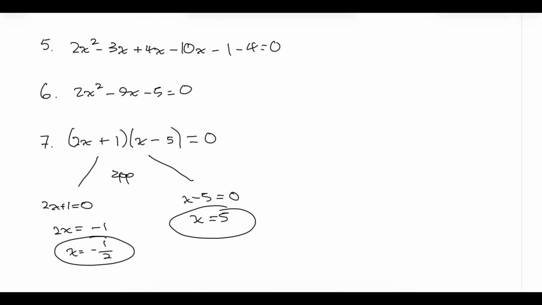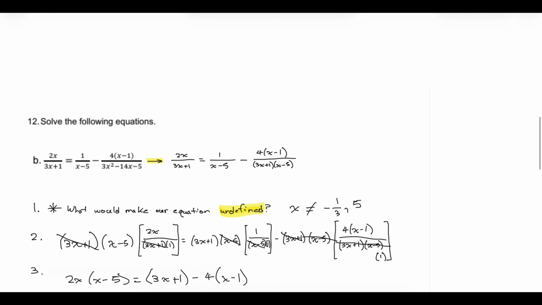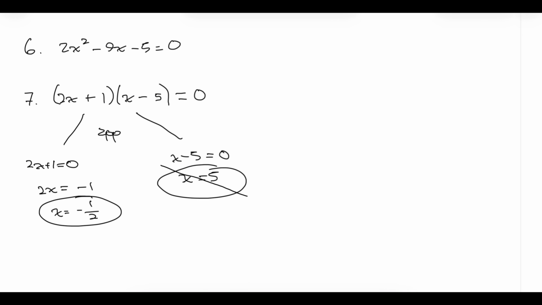Now notice that we have an x equals 5 here, and I'll show you where it was undefined earlier. Notice where it says, what would make our equation undefined? We said that x is not equal to negative 1/3 or 5. And we see that 5 was one of the numbers that we found for x when we did the zero product property. So 5 is not a value that makes this equation work.